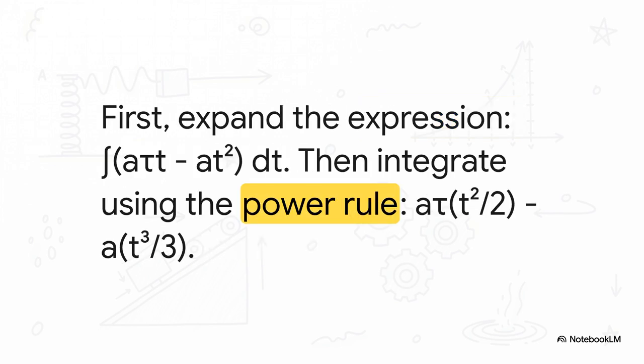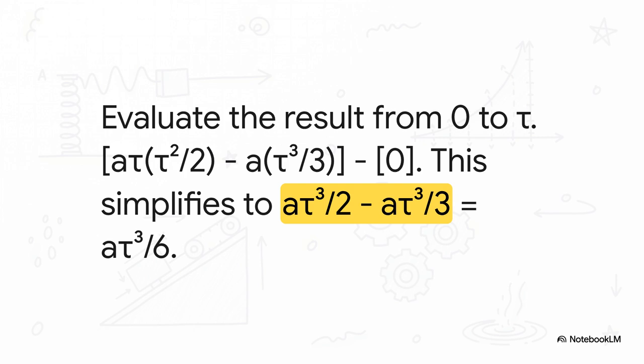Now before we integrate, let's make our lives a little easier by multiplying that a t through the parentheses. Okay, now we just have two simple terms. This is just straightforward power rule integration, nothing fancy. The integral of t is t squared over 2, and the integral of t squared is t cubed over 3. Easy enough. So now we just need to evaluate this at our limits.